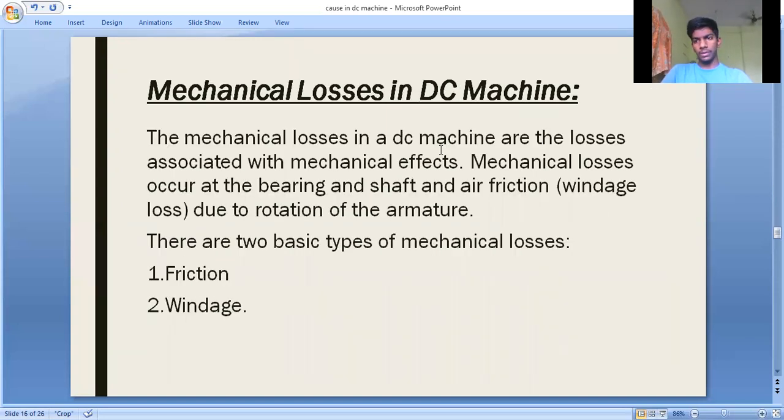Mechanical losses in DC machine. The mechanical losses in a DC machine are the losses associated with mechanical effects. Mechanical losses occur at the bearing and shaft, and due to air friction from the rotation of the armature. There are basically two types of mechanical losses: frictional and windage.